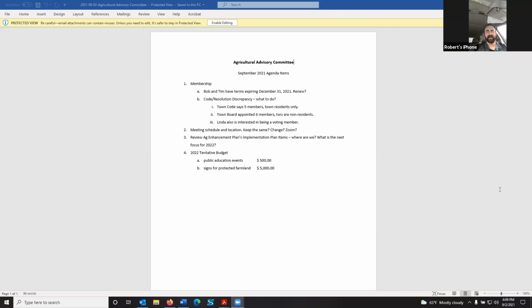And Doug, we actually have to make Linda an actual member of the committee, correct? Yeah, so let's talk about that for a second. I know you guys have been operating like that, which is great, and the more participation we can get, the better. Officially, our town code says the Ag Committee would be comprised of 5 town residents, and I think Sarah's note here says the town board has appointed 6 at this point, 2 of which are non-residents. So I think that there's some work there.